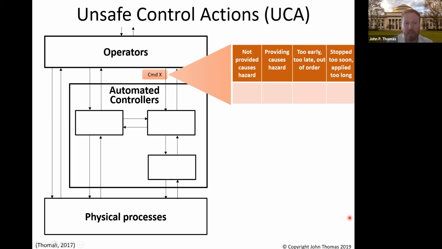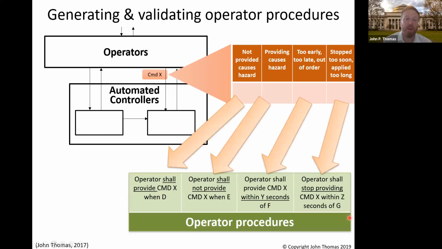Now, when we get these unsafe control actions, we convert them, remember, into requirements. Well, we don't usually say that for operators. What we say is operator procedures, but look how they're written in STPA. Operator shall provide command X when D. We're satisfying all of those clarity and other nice criteria that we like to see on requirements for procedures. An interesting one there is the 3rd column, shall provide command X within Y seconds of F.